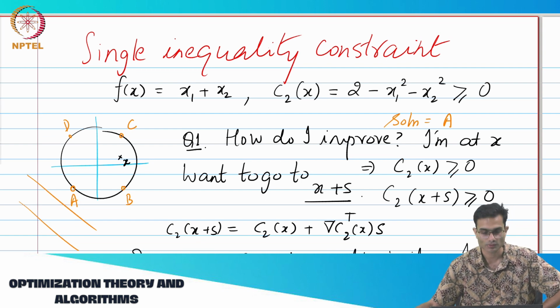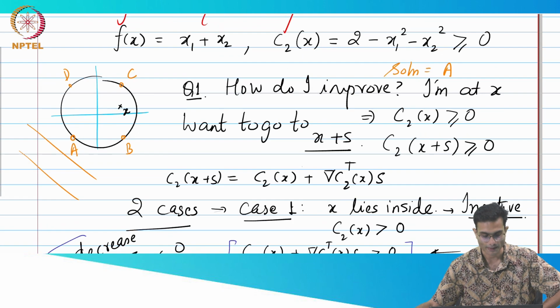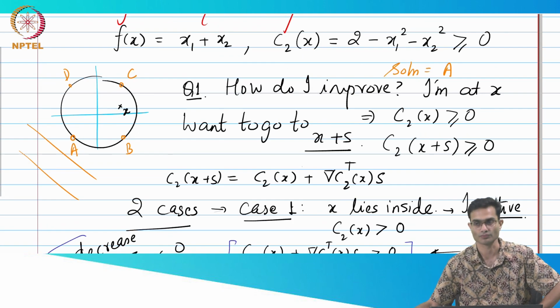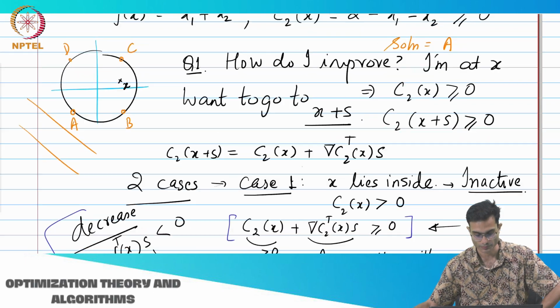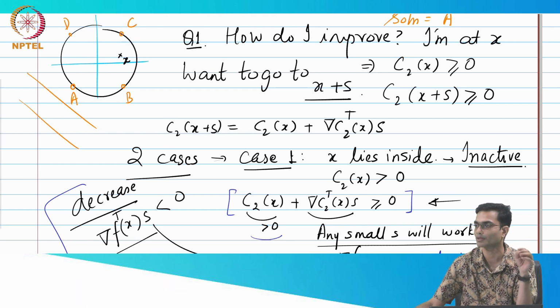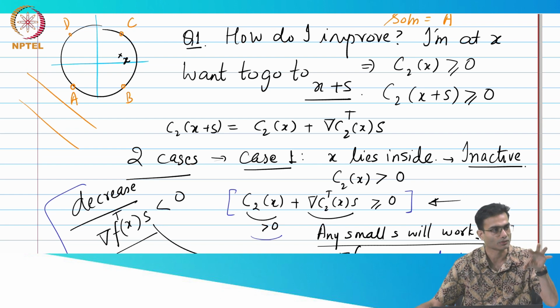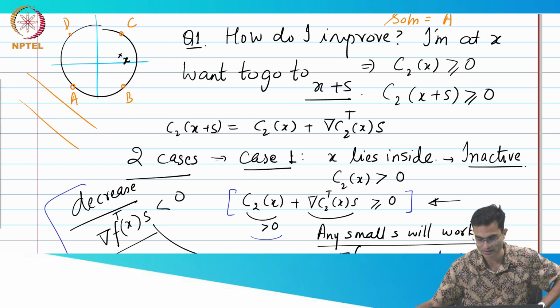And graphically I can see the solution is at point A, and I'm asking how do I improve? I'm at some point x, I want to improve. And to discuss this, we came up with two possible cases. One is the point that I am currently at is inside the feasible set. Second case is I'm on the feasible set boundary. So that was case one.